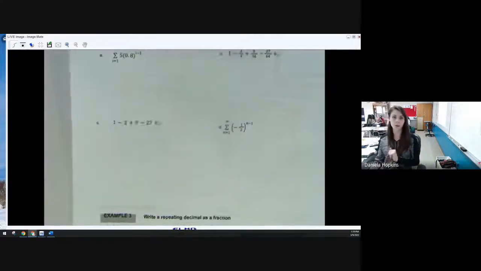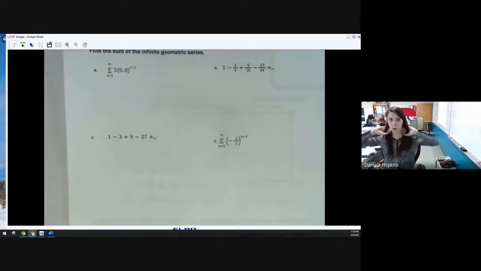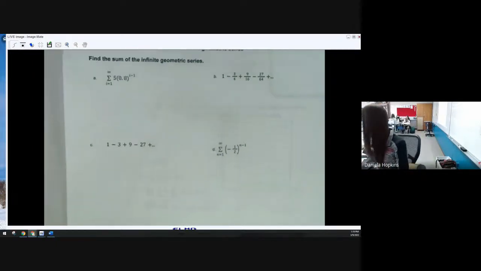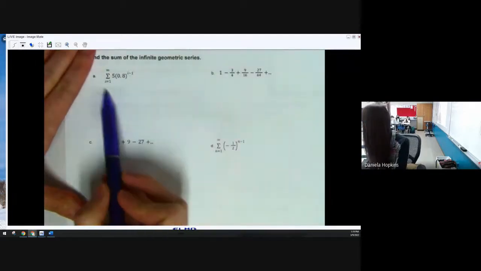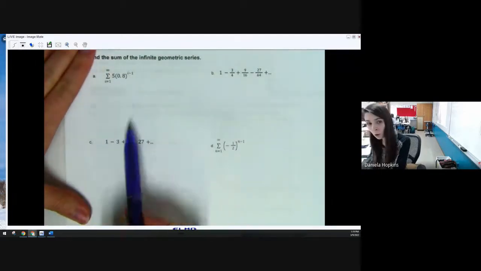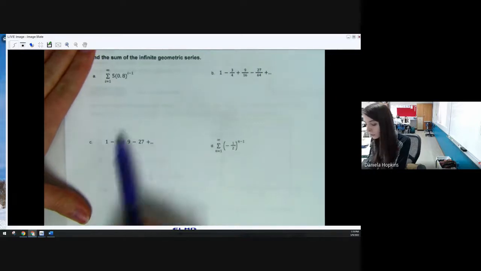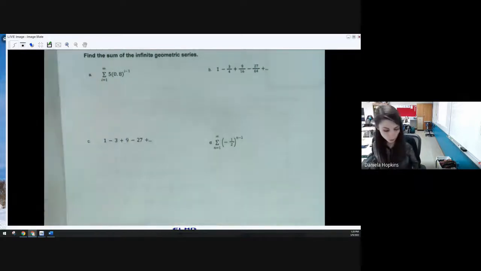So I'm only going to do 2 of these examples, actually, just so you have more time to work on your assignment, which, again, is only 5 questions. This is what your assignment will look like. I'm either going to give you the series in summation notation, or I'm going to list the terms. So let's look at what to do with both of these.